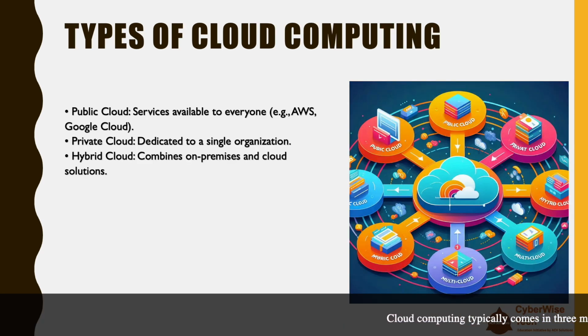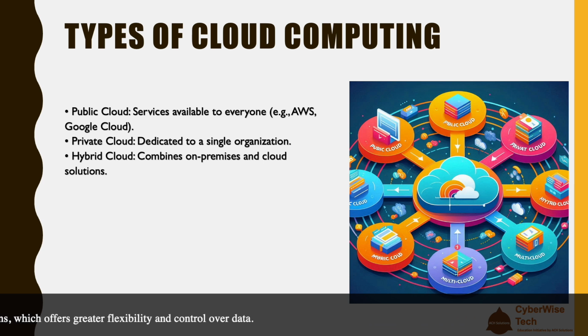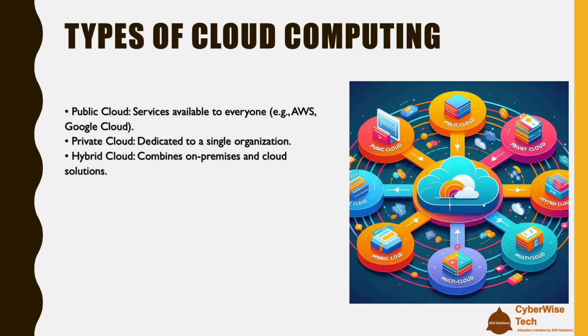Cloud computing typically comes in three main types: public cloud, private cloud, and hybrid cloud. Public cloud providers, like Amazon Web Services, Google Cloud, and Microsoft Azure, offer services to anyone who wants to purchase them. Private clouds, on the other hand, are used by a single organization and often hosted on their premises. And hybrid cloud combines both, allowing organizations to use a mix of on-premise and cloud solutions, which offers greater flexibility and control over data.